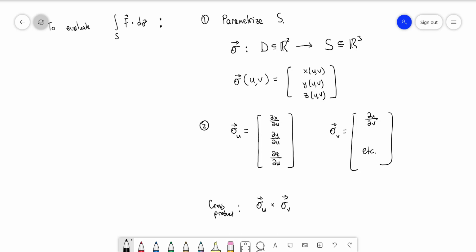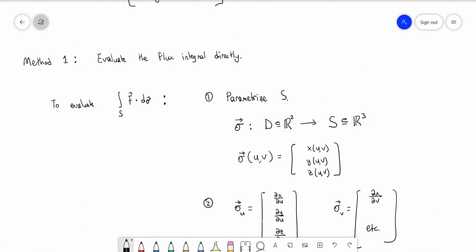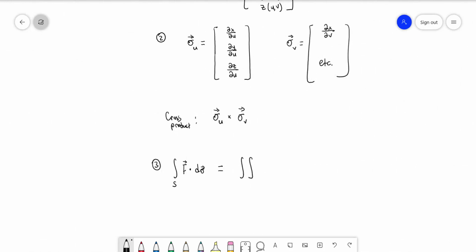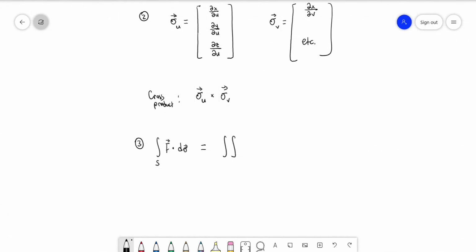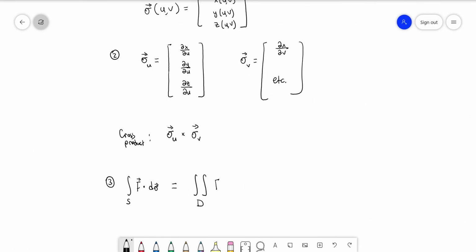Okay, so then after you compute the cross product, you can go ahead and evaluate the flux integral now. So the way you do that is, by definition, to evaluate this flux integral, you're going to set it up as a double integral. Now, the integral is going to depend on your parameterization. So whatever the domain of your parameterization was, which I'm calling D right now, that's going to be the region of integration over here. And then inside you're going to have your vector field, F, but it's evaluated along your parameterization.